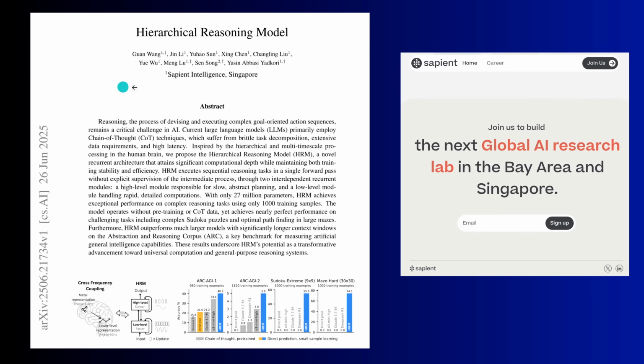So what about a new idea by this company, Sapient Intelligence in Singapore? I am not sponsored and I don't know them, I just encountered it the first time. But by the way, they are hiring, so if you're looking for a job in Singapore or the San Francisco Bay Area, there are job openings over there. And I have to tell you, their paper is really interesting. Also a little bit confusing.